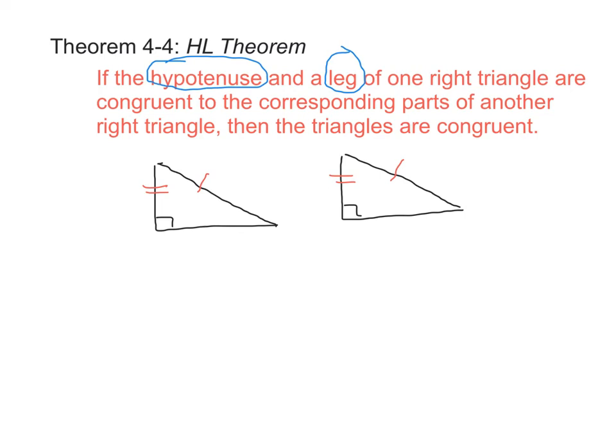So now we have 5 ways to prove triangles congruent. We have 3 postulates which relate to all triangles. We have 1 theorem which relates to all triangles, angle, angle, side. And we have 1 theorem which relates only to right triangles.